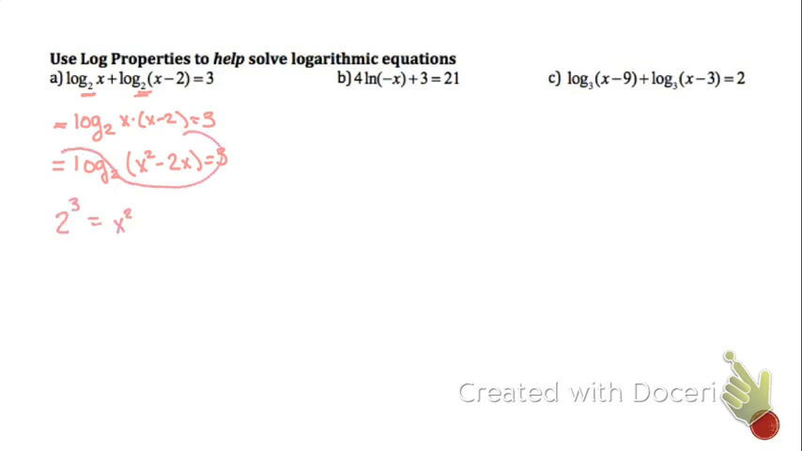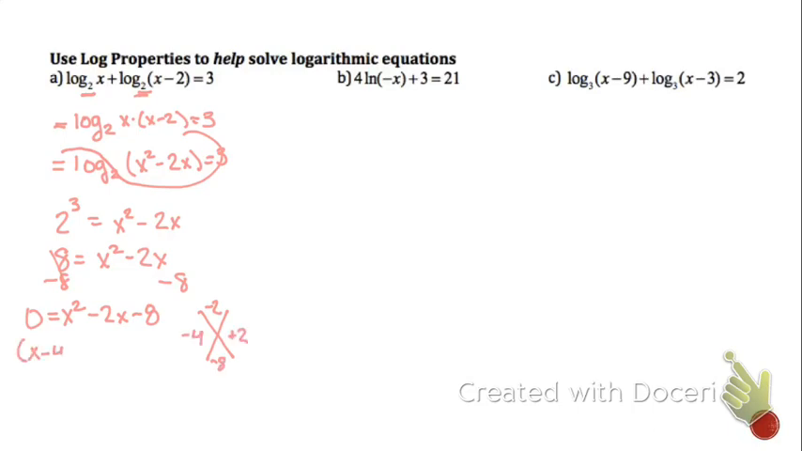Okay, and now I need to change forms to solve for x. So I'm going to do my log ride. And then I'm left with x squared minus 2x minus 8. Okay, so I need to find something that adds to negative 2 and multiplies to negative 8. And I found that was negative 4 and positive 2. Then I'm going to set those equal to 0, and I'll have two x values as my solution.